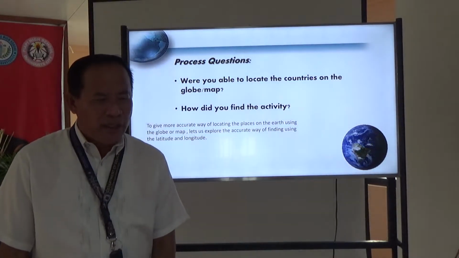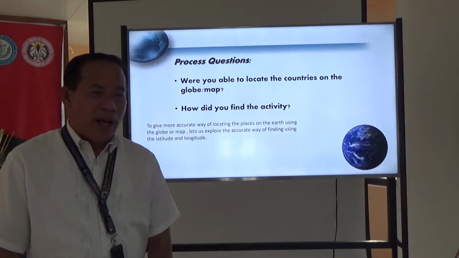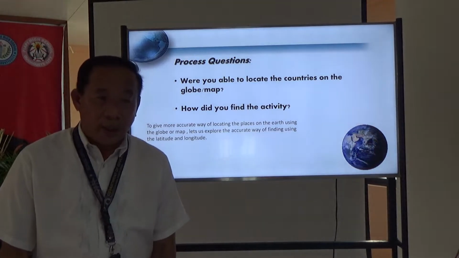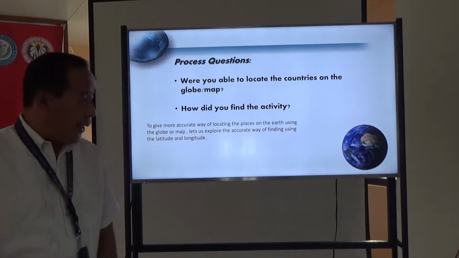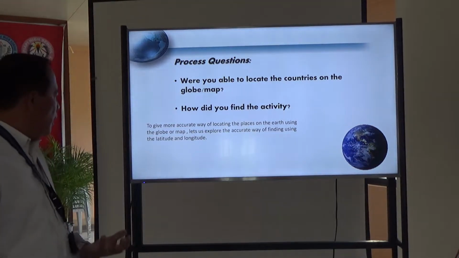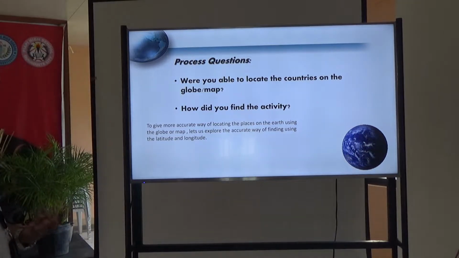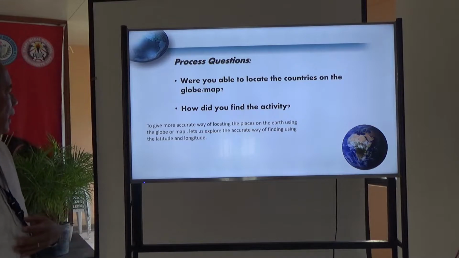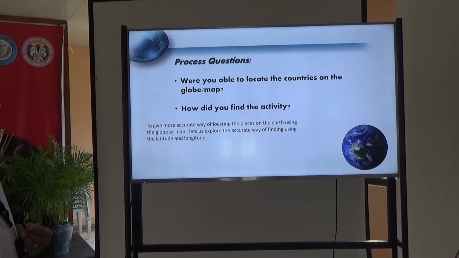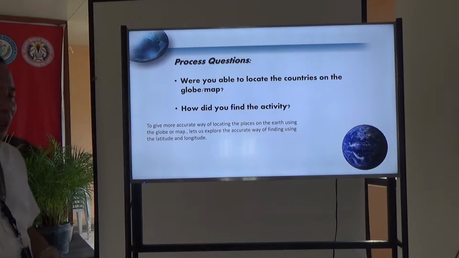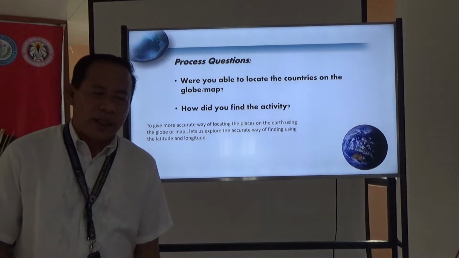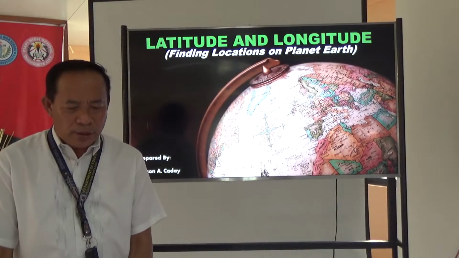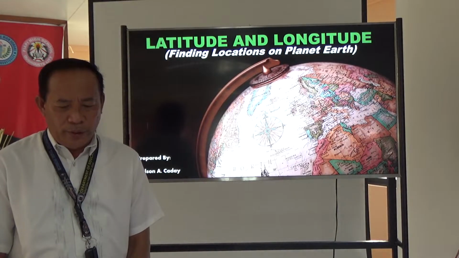Good. Very interesting. And you're happy. You feel happy to be able to locate it right away on the map or on the globe. Okay. To give a more accurate way of locating places on the Earth using your globe or map, let us explore the accurate way of finding using latitude and longitude, which is our lesson for this afternoon. Okay, so what is latitude and longitude?